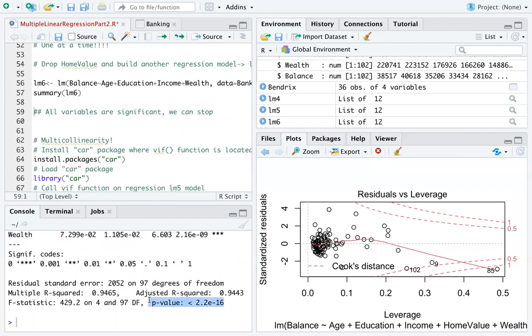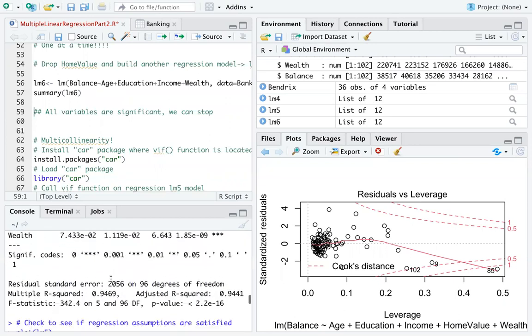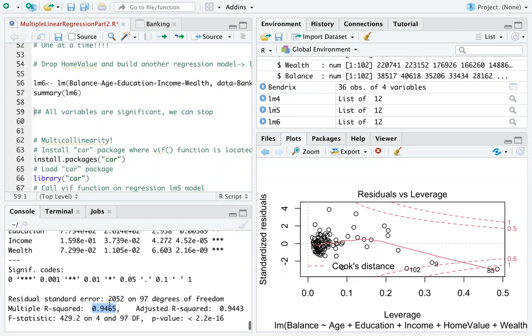Regression p-value is a check. Our multiple R-squared value decreased. This is expected, but not really that much. It was 95. Well, let's see. The previous one was 94.69, and now it is 94.65. As you can see, dropping home value didn't create too much decrease in the R-squared value. And this is good because we got rid of a noise.